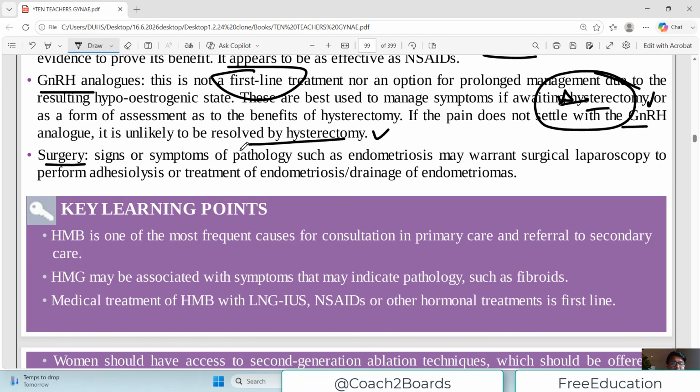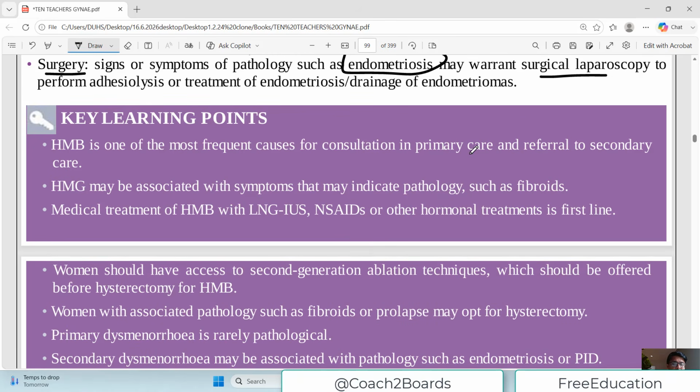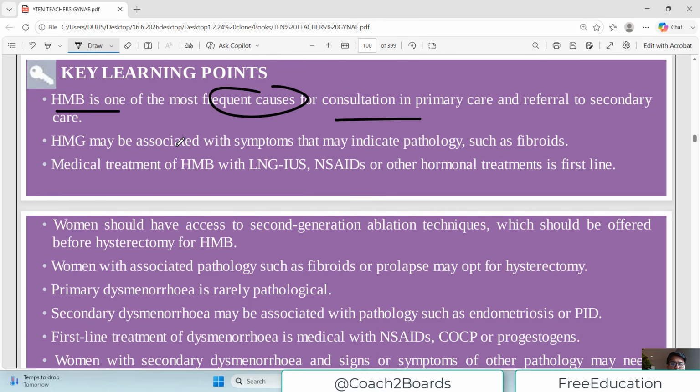Surgery really depends. If there is something really serious, such as endometriosis, you have to remove those packets and patches via surgery. It can be minimally invasive, such as laparoscopy. So I think that's all about this chapter. The key learning points: HMB is one of the most frequent causes of consultation. You should know the symptoms and pathology for HMB, and then the treatments for HMB.